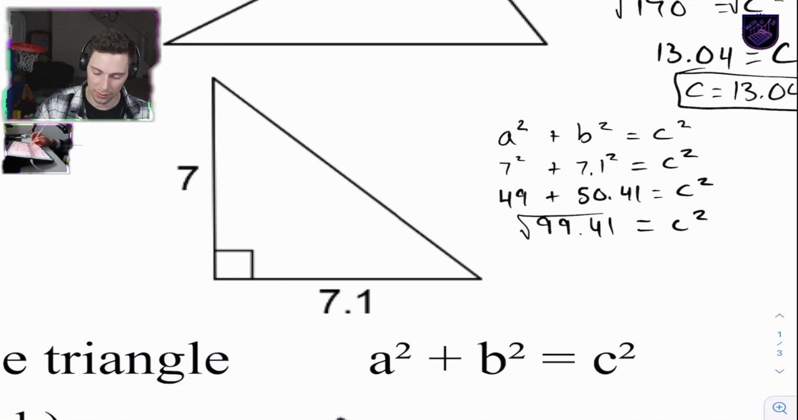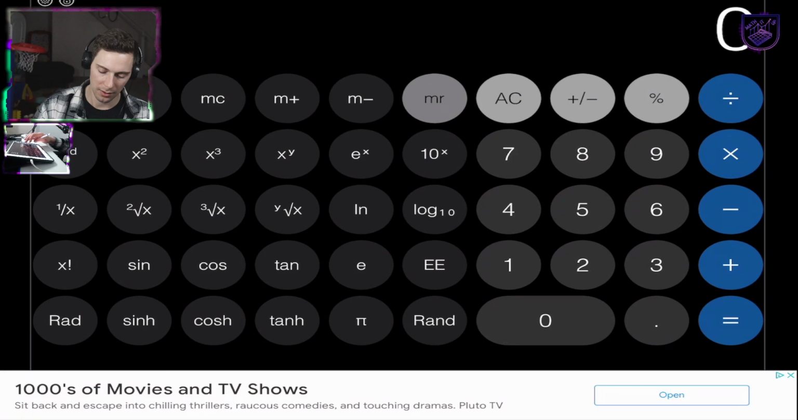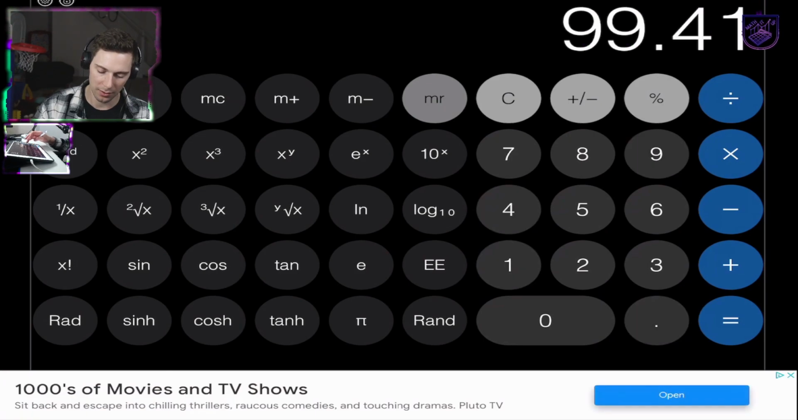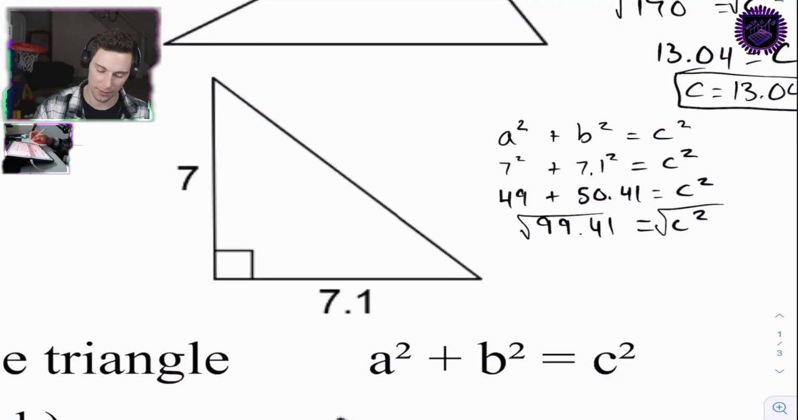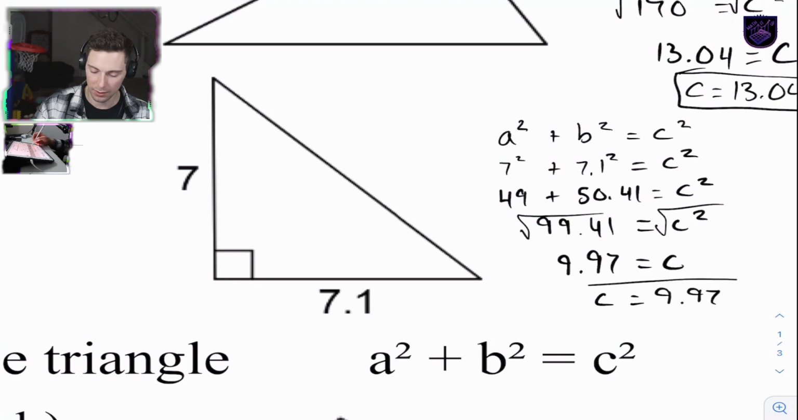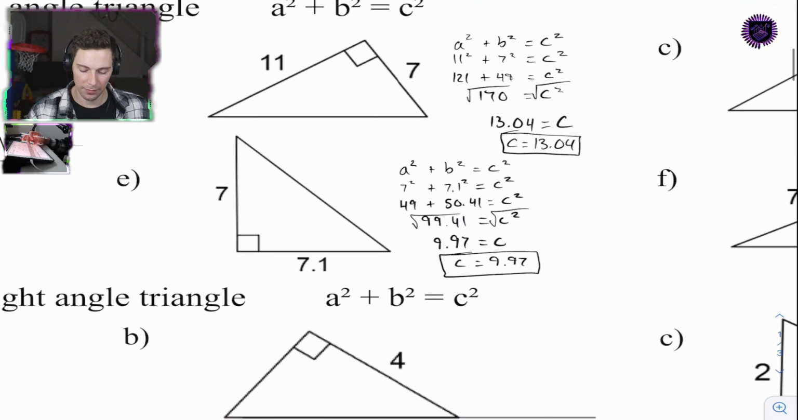So the square root of that's going to be like 9.9 something. 99.41 square root is 9.97. So close to 10. 9.97 is equal to c. All right. E, 9.97.